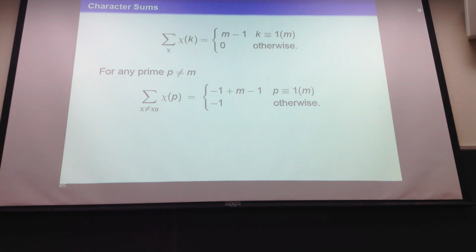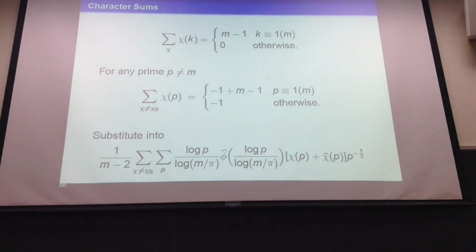We have the sum of all the characters, not the trivial character. As the name implies, it is trivial to figure out the contribution of the trivial character. It gives you 1, so you just subtract 1 from it. So I'm writing it in a very nice way. There's always this negative 1 term, and then you have this m minus 1 piece. And now we substitute that into here.